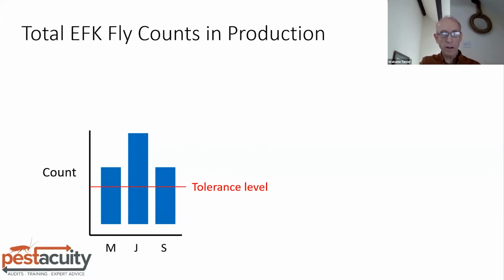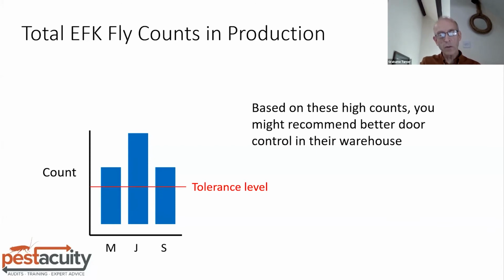You need to set a tolerance level so that you know what is excessive. And you need to discuss that with the customer to make sure that you're all in agreement as to what the tolerance level is. With the likes of rats and mice, obviously the tolerance level is going to be 0. But with flies, there will always be some getting into a building, so you need to have a tolerance level that balances that. And we might say in this occasion that on these counts we've gone over the tolerance level, so we need to do something to help reduce it. And you might, for example, recommend better door control in the warehouse.